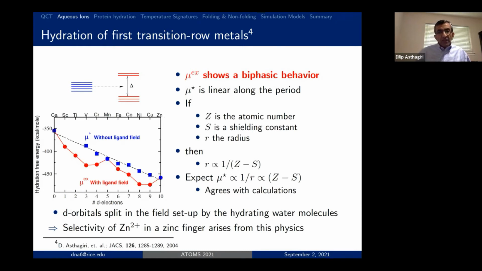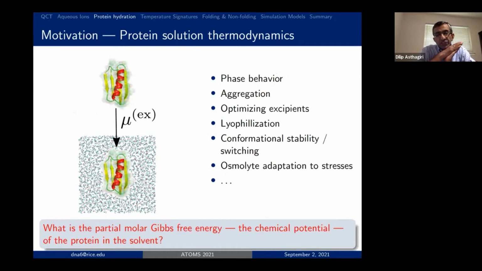So in proteins, the question that motivates our work is to understand the phase behavior. What is the free energy if I take a protein from vapor and stick it into liquid water? For small solutes, this is very well understood. This question of the free energy of transfer from there being no solvent to the solvent phase underlies numerous problems, starting from phase behavior, aggregation, and so on.